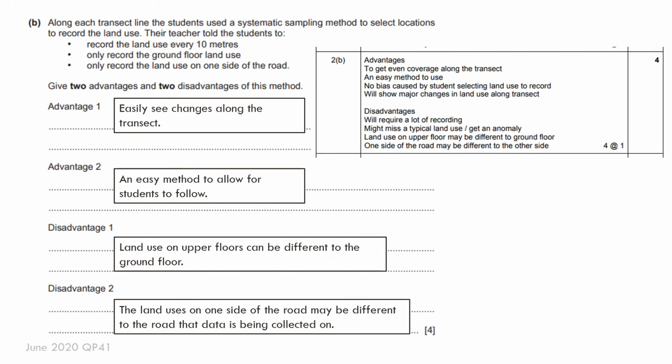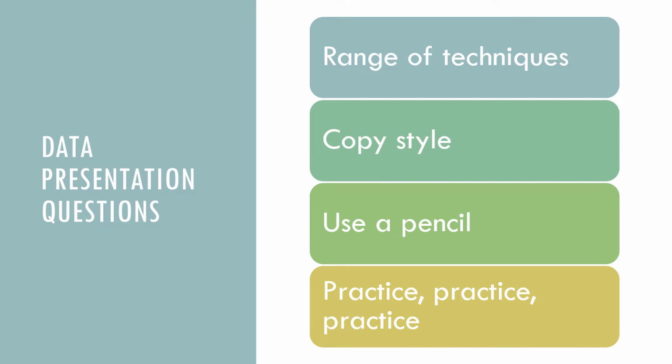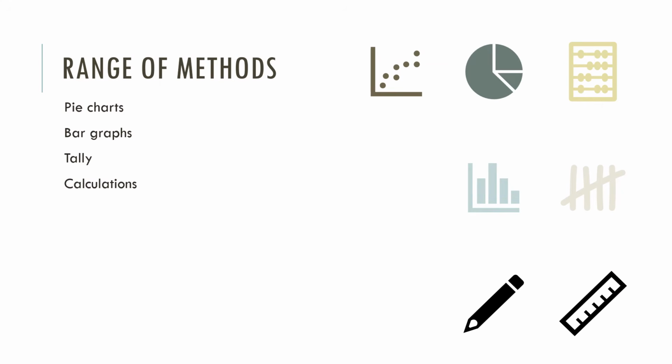So what sort of data presentation questions could come up? Well, I've got another video, which I'll link back to in a minute, but really with these, it's just practice. This is something that you just have to learn through practice. So typical methods that I've seen are pie charts, bar graphs, some sort of tally, and also you doing some calculations. Now I do mention scatter graphs, but that's a standard technique, but these are the main ones that you would use to show land use change through time or in a particular area.